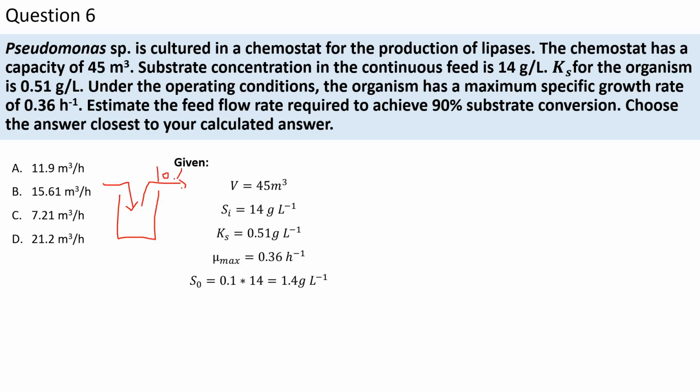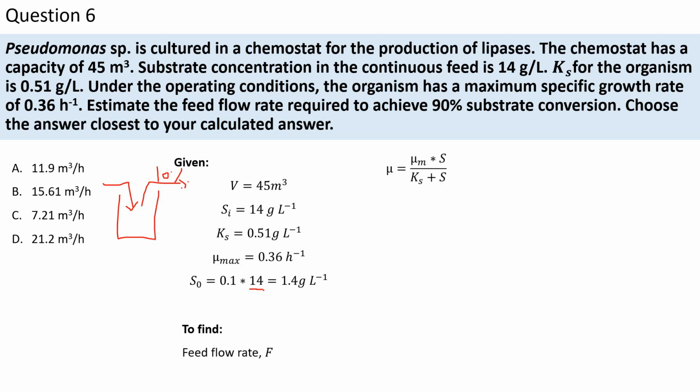So 10% is nothing but 10 divided by 100, which is 0.1, times whatever is coming inside. So 0.1 into 14, that is equal to 1.4 gram per liter, should only leave your chemostat. This is what we are guessing. So we need the remaining 12.6 gram per liter to get completely utilized inside the cells. So what should be the feed flow rate for that?